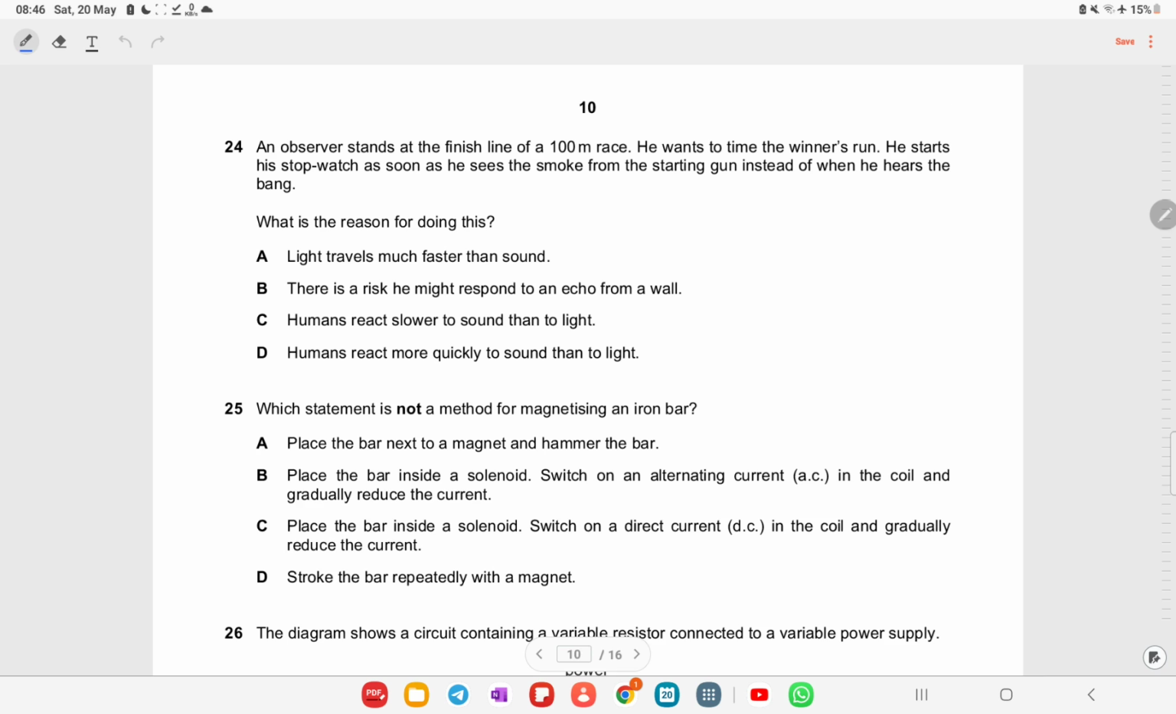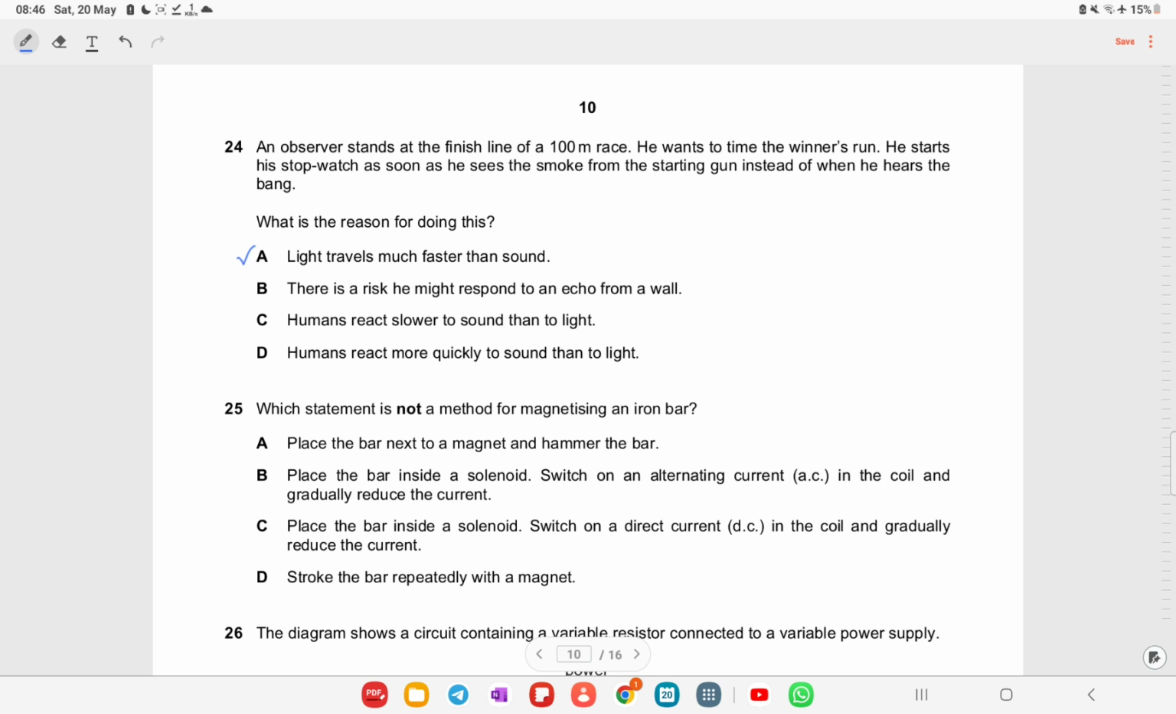An observer stands at the finish line of a 100-meter race. He wants to time the winner. He starts his stopwatch as soon as he sees the smoke from the starting gun instead of when he hears the bang. What is the reason for doing this? Light travels much faster than sound. Yes, this is true. There is a risk he might respond to an echo from a wall. Humans react slower to sound than light.